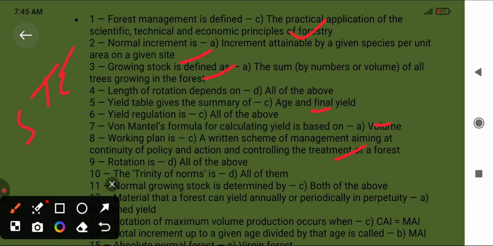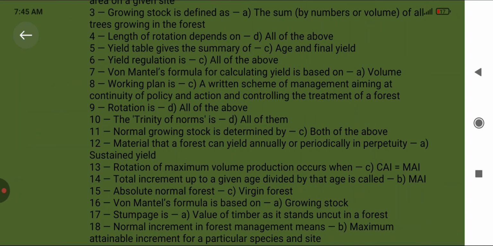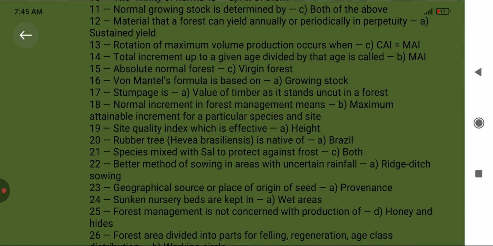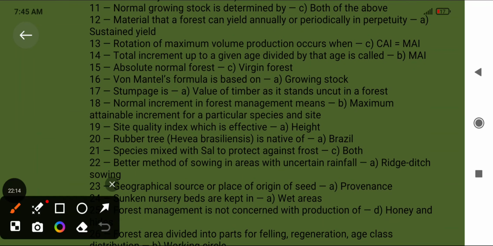Rotation is the trinity of norms. Normal growing stock is determined by material that a forest can yield annually or periodically in perpetuity, which is sustained yield. Rotation of maximum volume production occurs when CI is equal to MI. Total increment up to a given age divided by that age is MI.